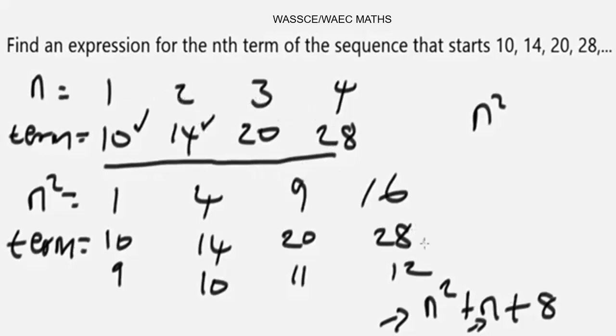Now when n is 3, 3 squared gives us 9, 9 plus 3 gives us 12, and 12 plus 8 gives us 20. It's valid for this one. Now when n is 4, 4 squared is 16, 16 plus 4 is 20, and 20 plus 8 is 28. So it's valid for each of the terms here. That means this expression is correct. So this is basically how you can find the nth term expression for that sequence.